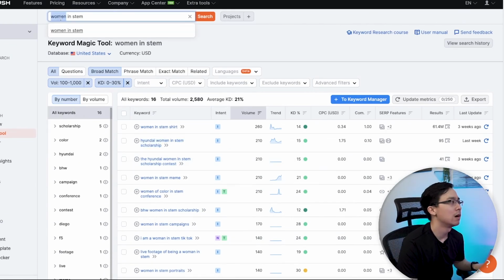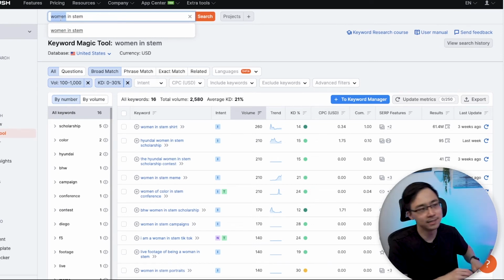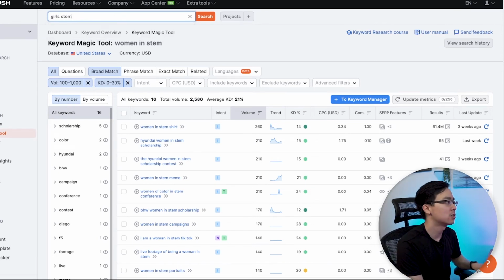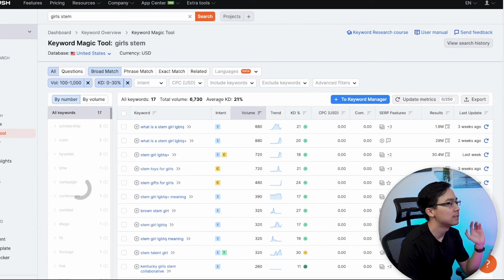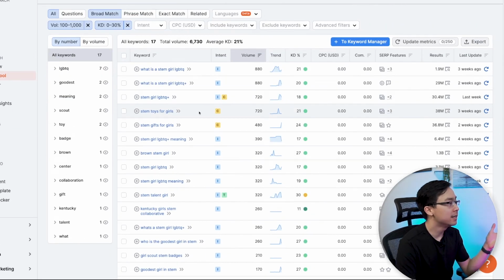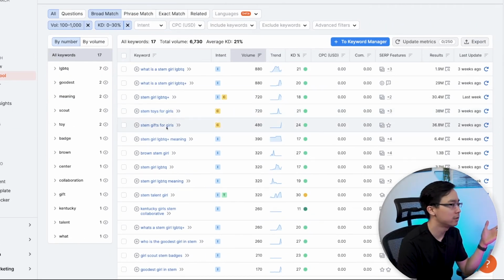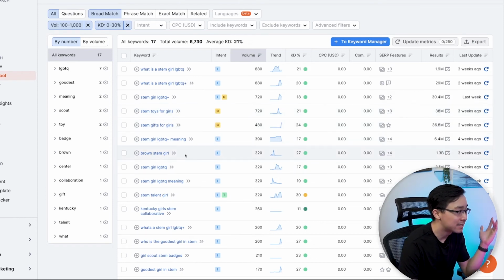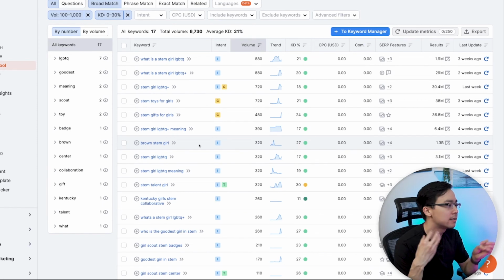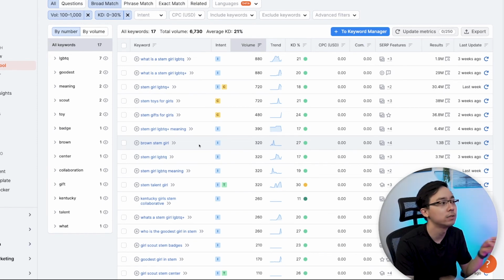In this situation as well, remember that my website is Girls Who STEM. So what I'm gonna do is I'm gonna just search girls in STEM, and then I'm gonna see what comes up here. And so here you can see that there's STEM toys for girls, STEM gifts for girls, brown STEM girl, LGBTQ. Like, these are the sorts of things that are getting search phrases that are really easy to rank for.